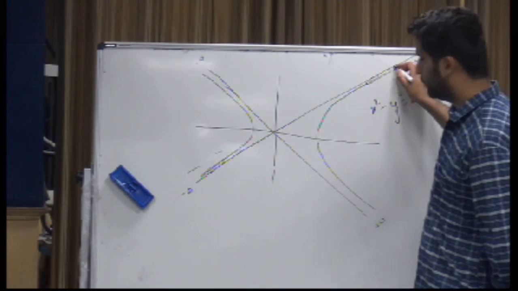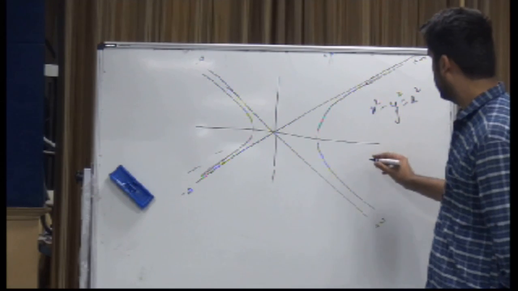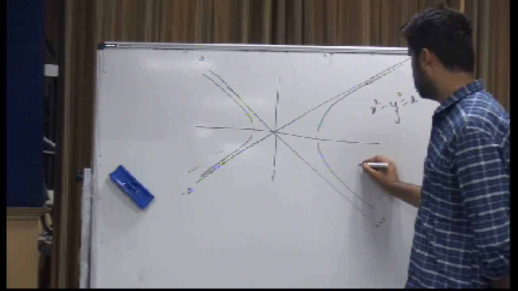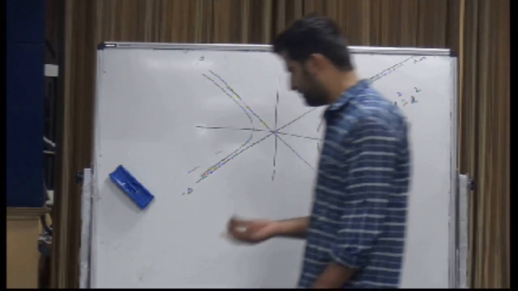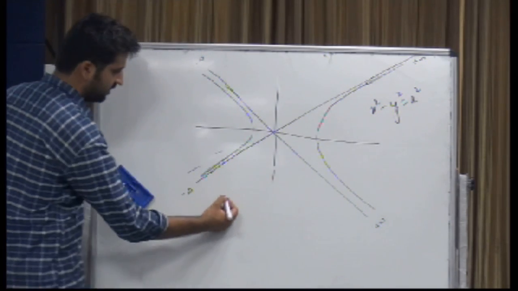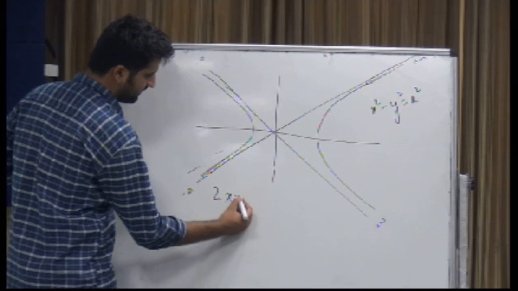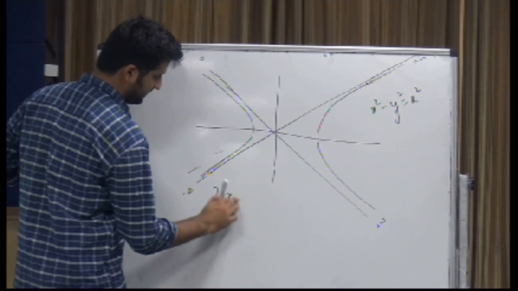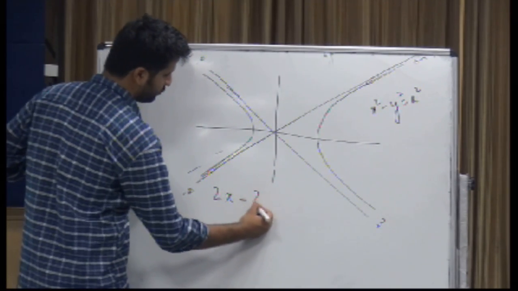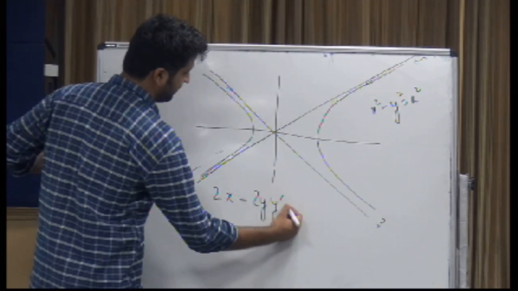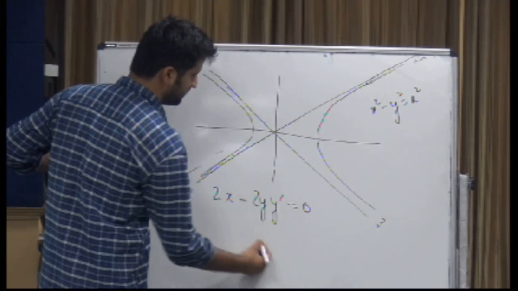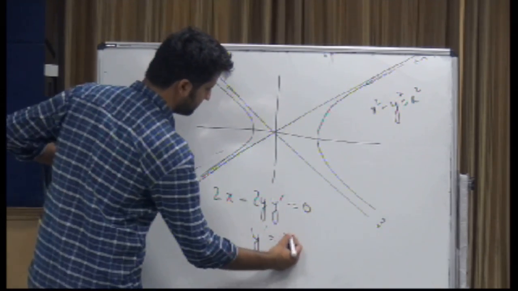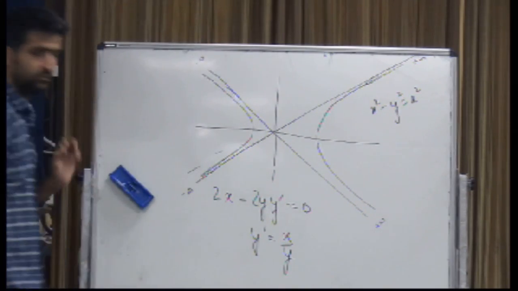Now see, you need to find the slope, right? The slope can be found by differentiating. So let's cover that first. We'll get 2x minus 2y y dash, or dy by dx, is equal to 0. So the value of y dash is x upon y, right?